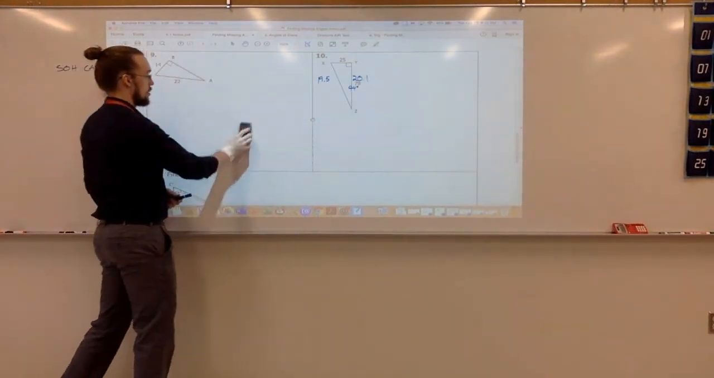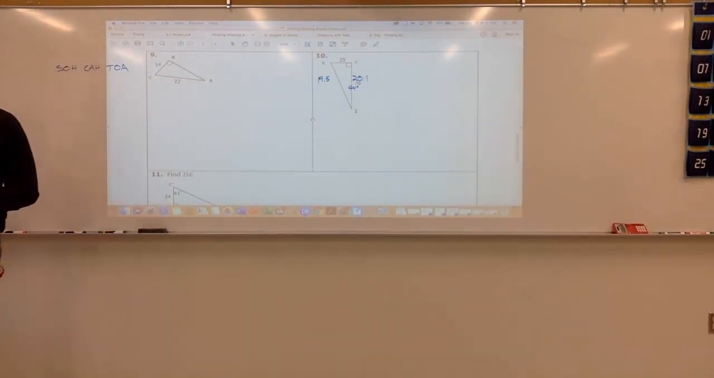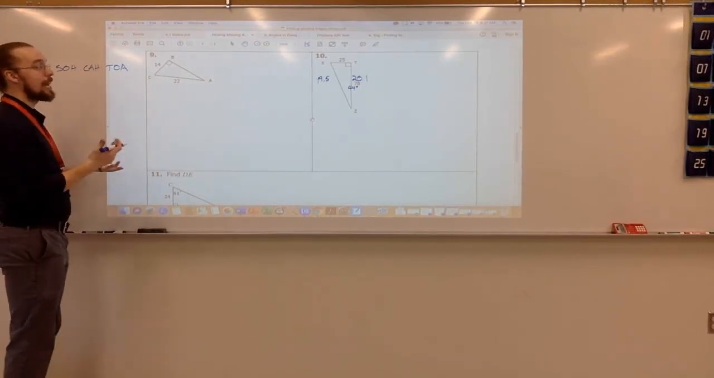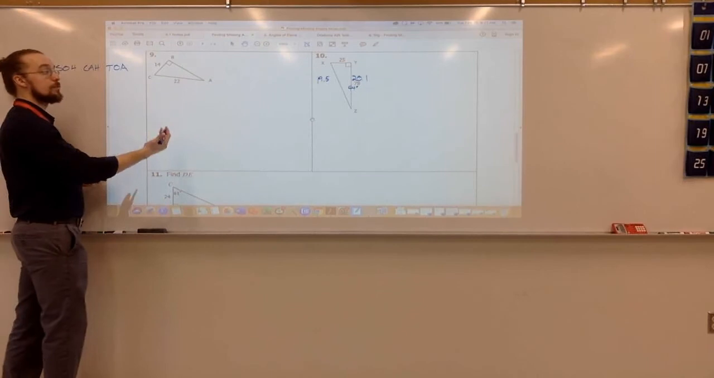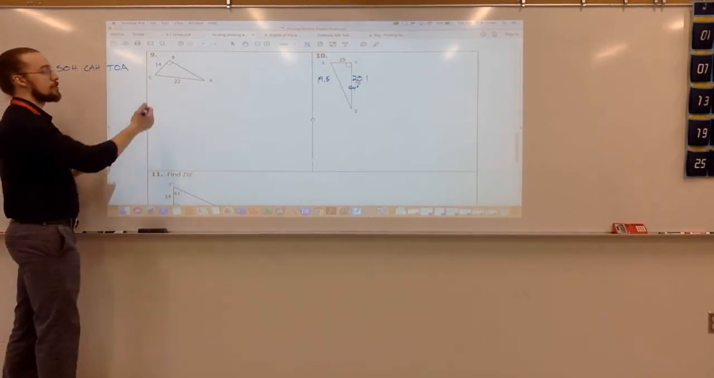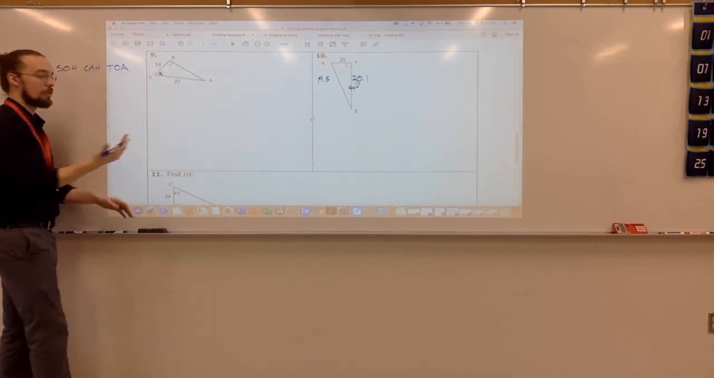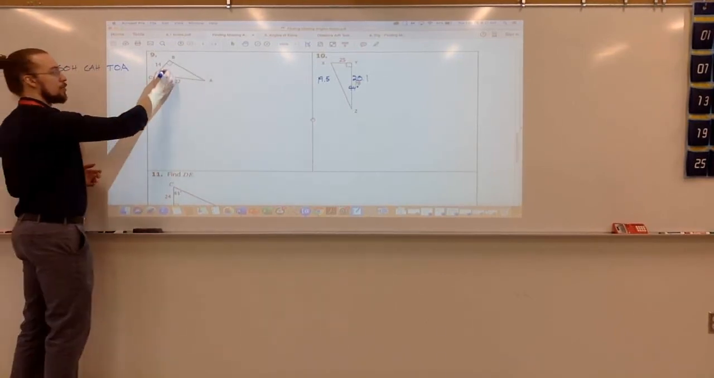What's that? Yeah, that'd probably be a good idea. So, to find a missing angle, we need to use an inverse trig function. So again, it doesn't matter which angle we solve for. I'll solve for C first. I'll call that my x degree angle.